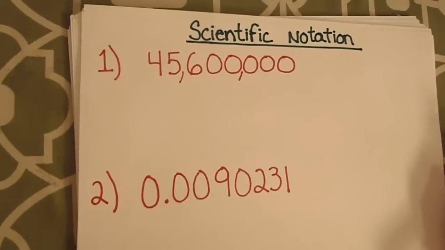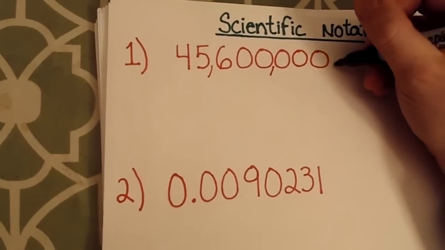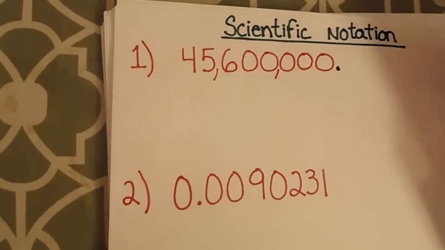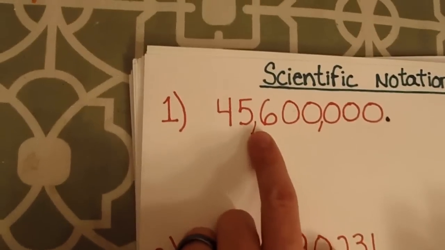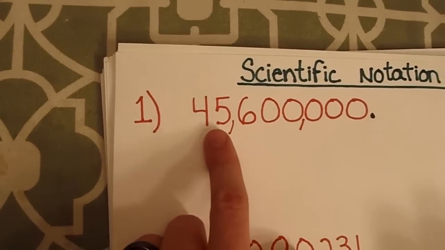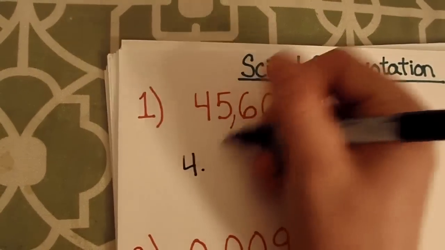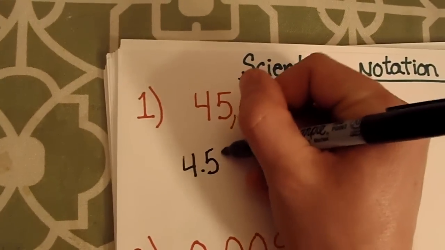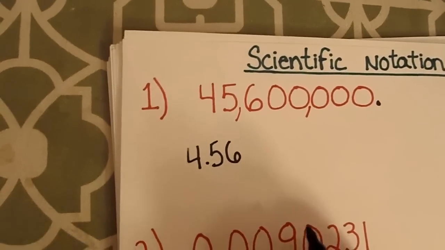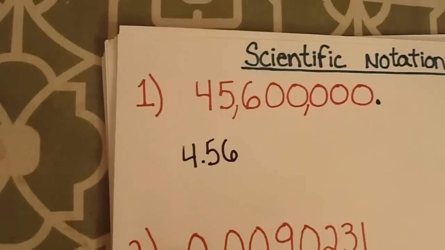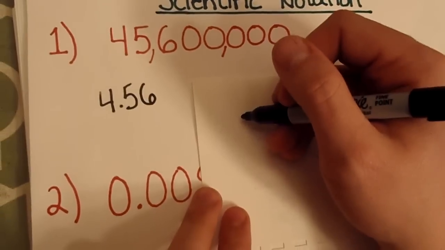45,600,000. Okay, where am I going to need to move my decimal point? Originally, my decimal point is right here, but I need a new spot so that my number is in between 1 and 10. So I'm going to put it, oh, I could put it between the 4 and the 5. Let's see, 4.56. Okay, let's take a look. Is that a number between 1 and 10? Yes.